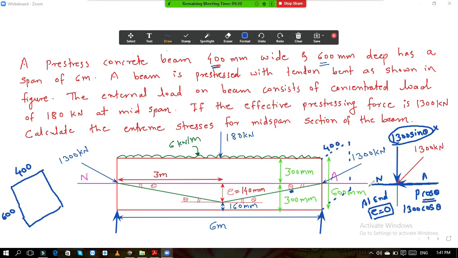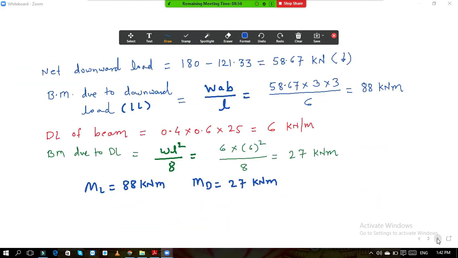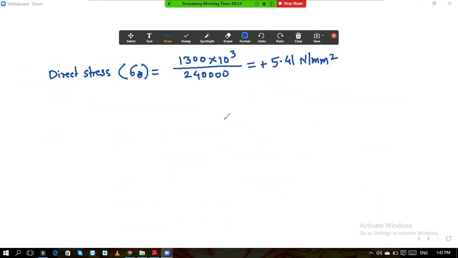So on this cross section, P cos theta is acting. If you draw the horizontal force, it will be like this, and this is P cos theta. But our theta is very small. Theta tends to 0, and you know that cos 0 is 1. So P cos theta becomes nearly equal to P, because cos 0 is 1. You can check it on a calculator. That is why, instead of P cos theta, I have directly taken P here.